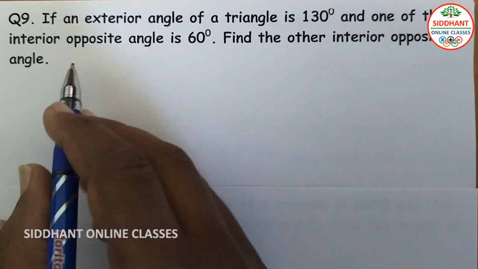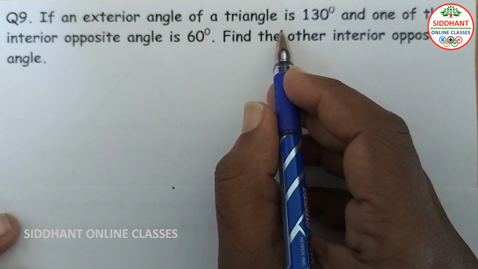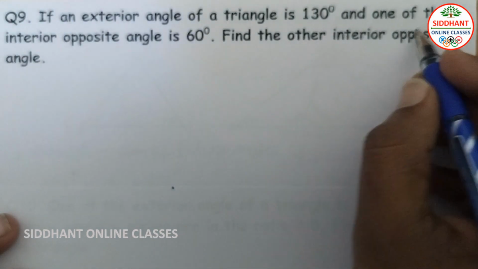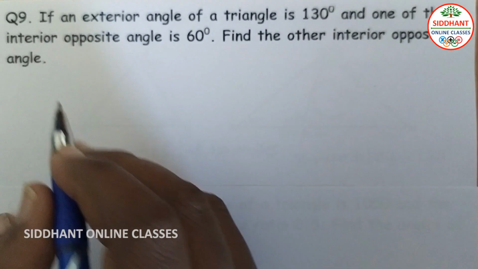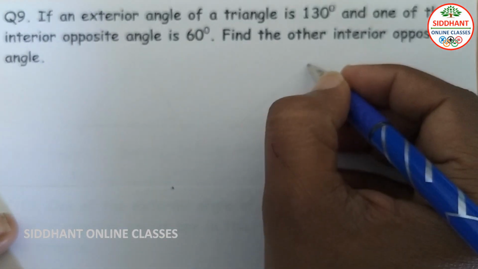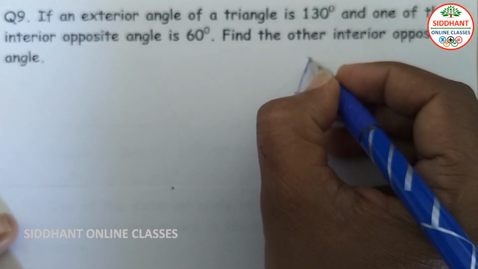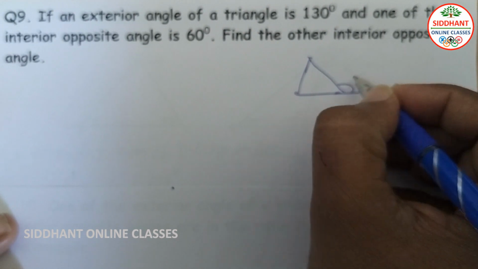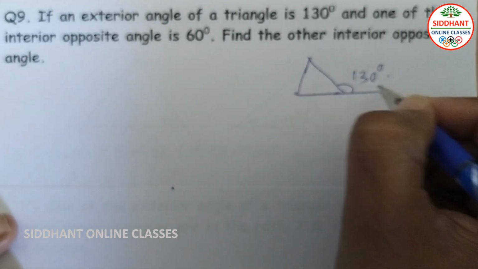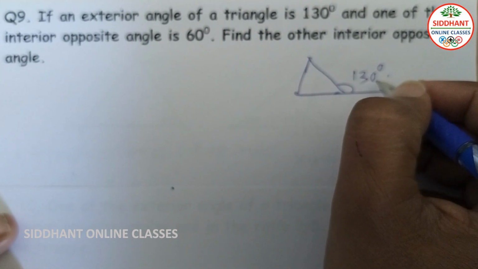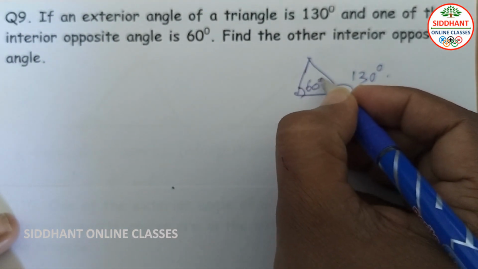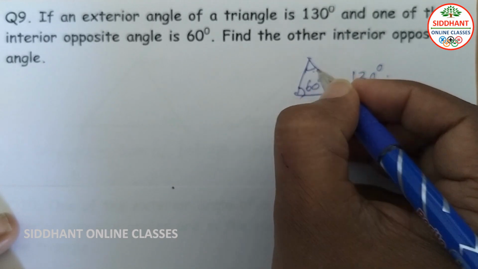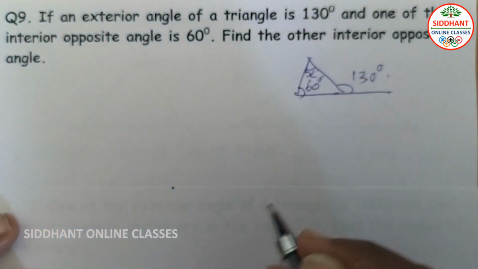Question number 9. If an exterior angle of a triangle is 130 degrees and one of the interior opposite angles is 60 degrees, find the other interior opposite angle. So here the triangle is given. The exterior angle is 130 degrees, and one interior opposite angle is 60 degrees. Then we are going to find the second one. Let it be x here.